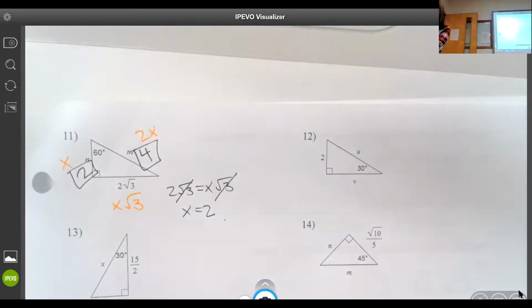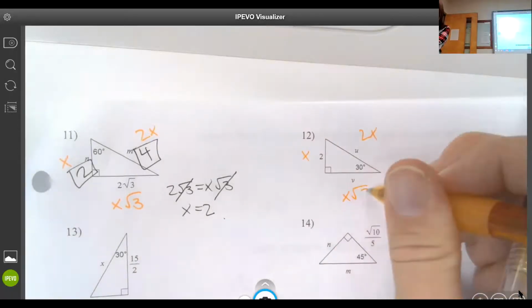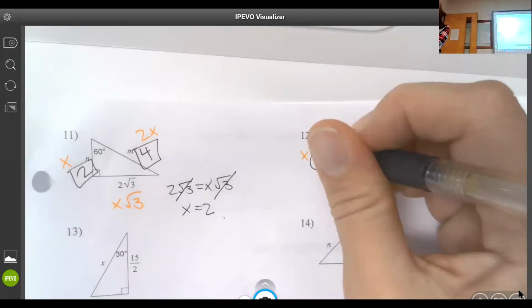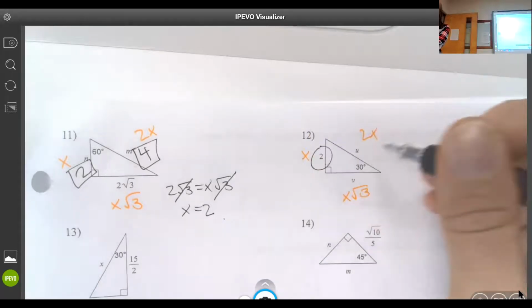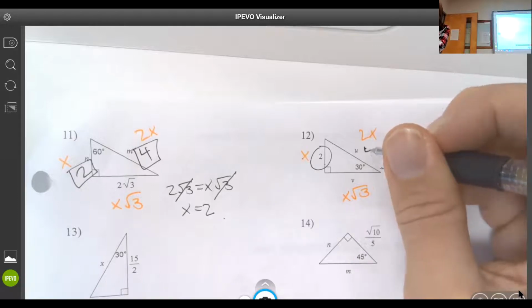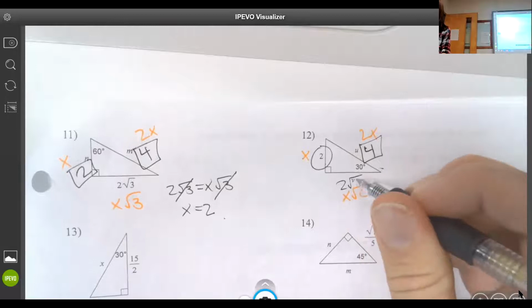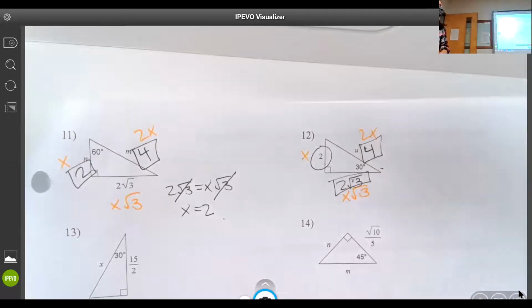30, 60, 90. Side across from 30 is x. Hypotenuse is 2x. The other side is x rad 3. I'm given the x side. So if x is 2, my hypotenuse is 2 times 2, or 4. This side, if I plug in 2, gives me 2 rad 3. Done.